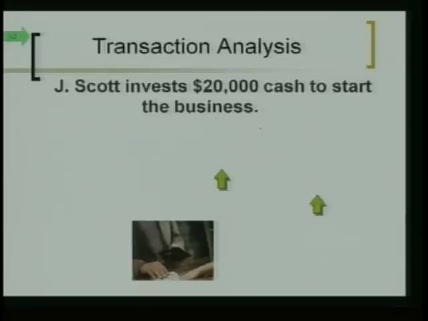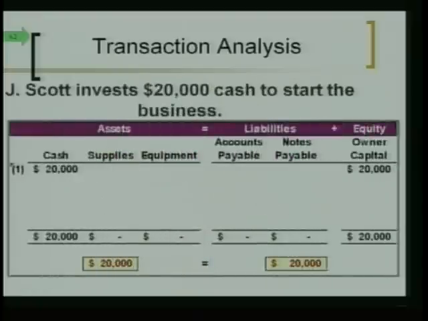Now, how does that look if you look at it like this? Well, you have cash over here to your left going up by $20,000. And you have owner's capital, which is part of equity, going up by $20,000. Does the accounting equation stay in balance? Yes, it does. Yes, it does. Okay?